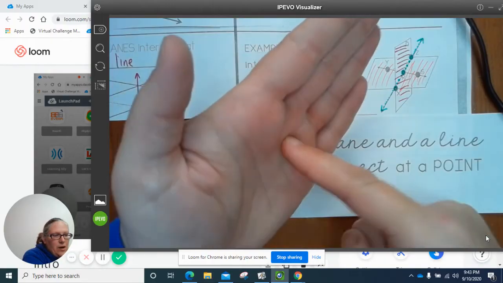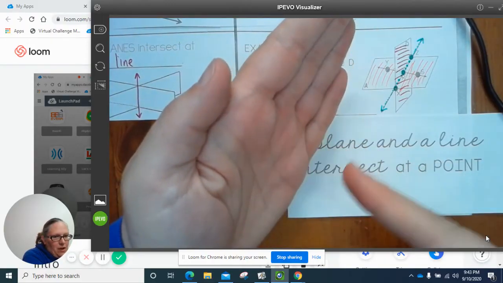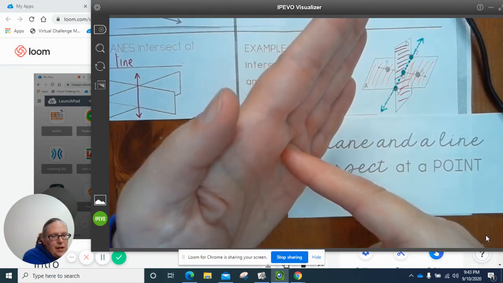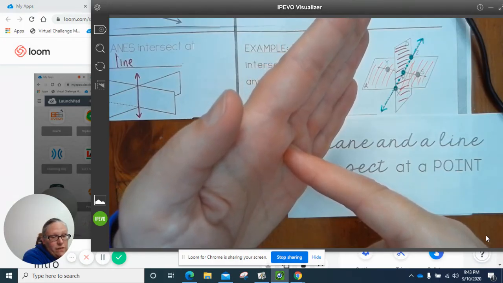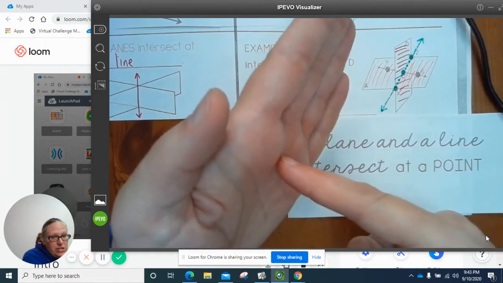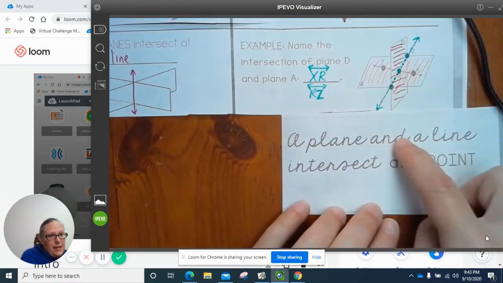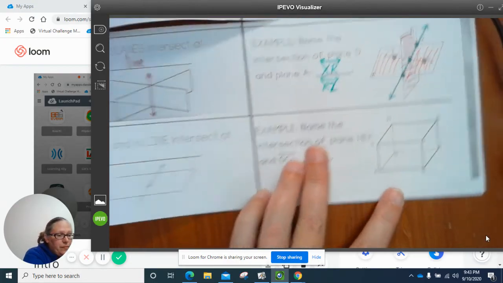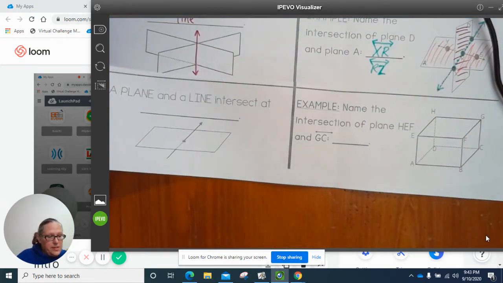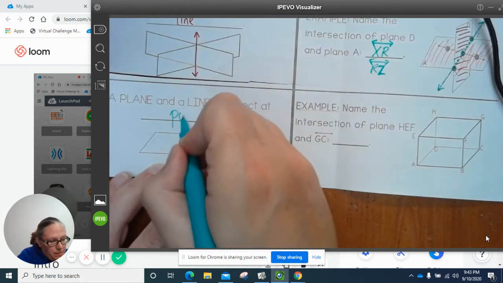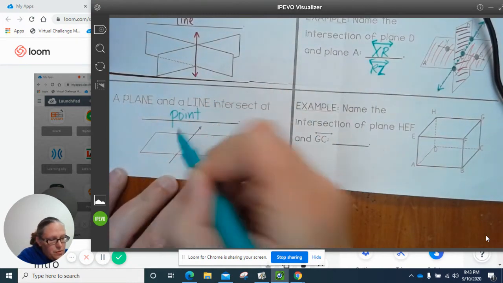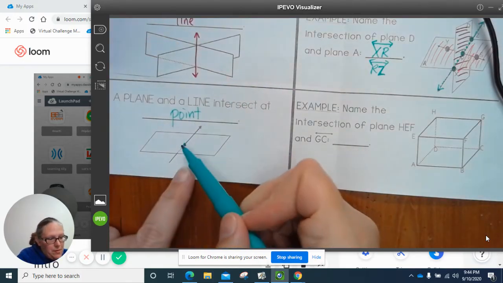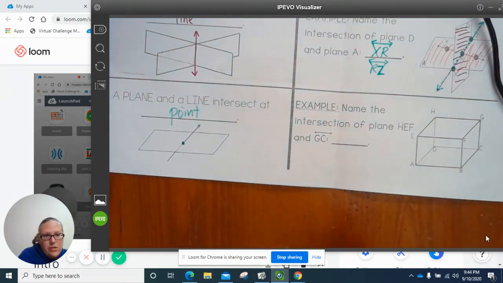Where is my line, my finger, touching the plane, my hand? At a single point, at a line, or a flat surface? It doesn't touch the whole flat surface. It just goes through this one spot. So a plane and a line will intersect at a single point. Right there. So imagine stabbing your pencil through your paper. That's that one point where it's going to go through.